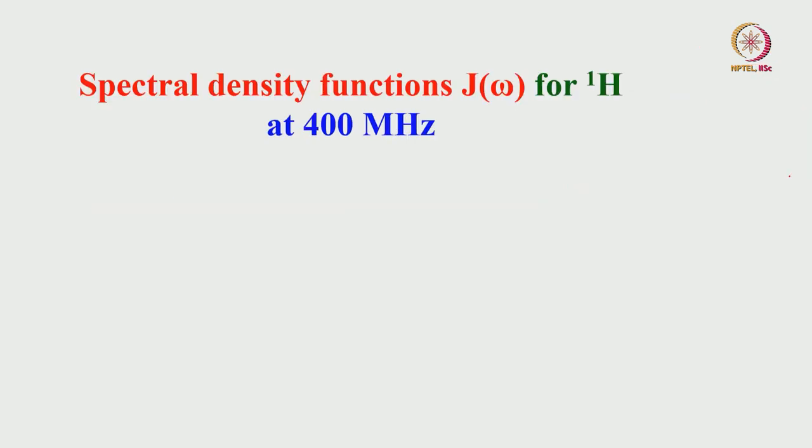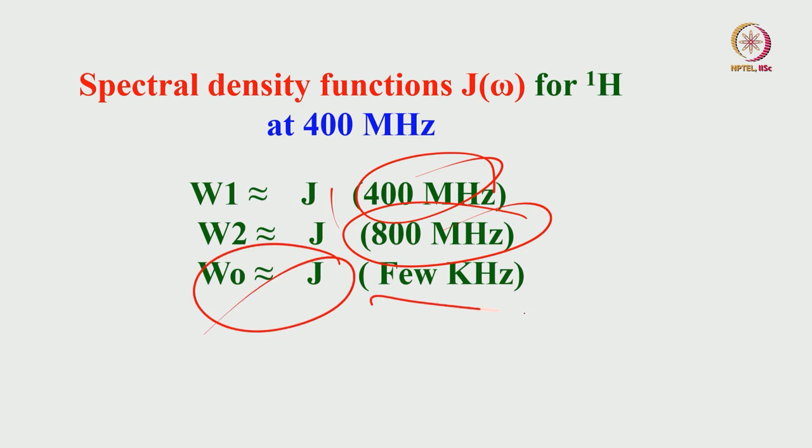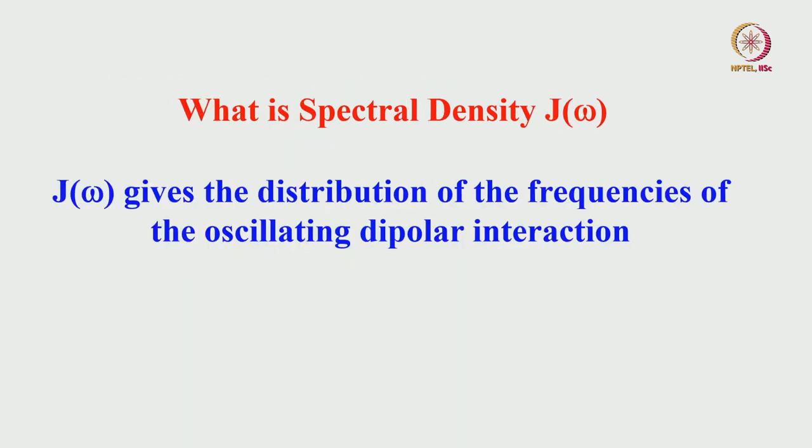All right. Let us see what the spectral density function is in numbers, per proton at 400 megahertz, just to give you the numbers. Of course, W1 is 400 megahertz, W2 is double of that, the sum of the Larmor frequencies, 800 megahertz, W0 is a difference in the chemical shifts, few kilohertz. That is all for the spectral density functions. The frequencies are of this order. Only three we have to consider, where I am considering two homonuclear spin systems.